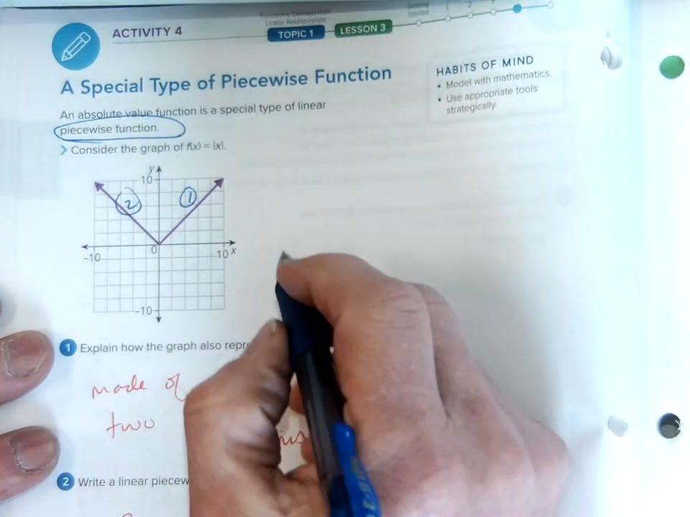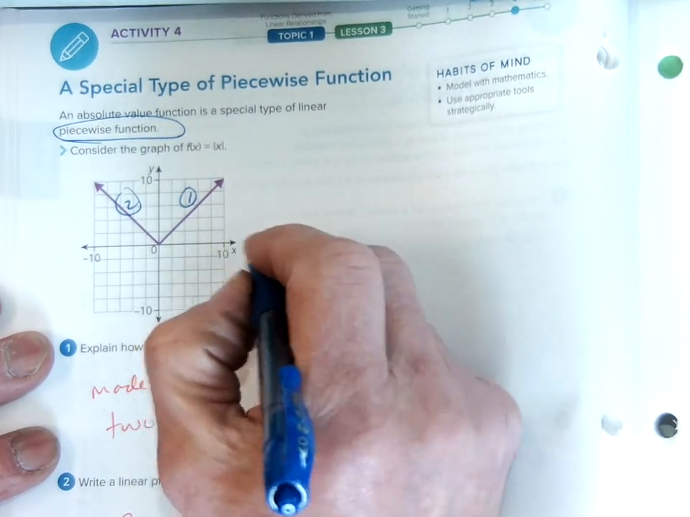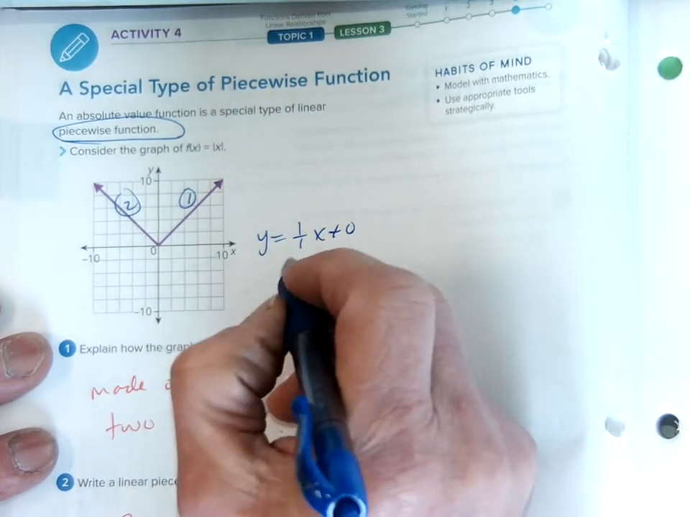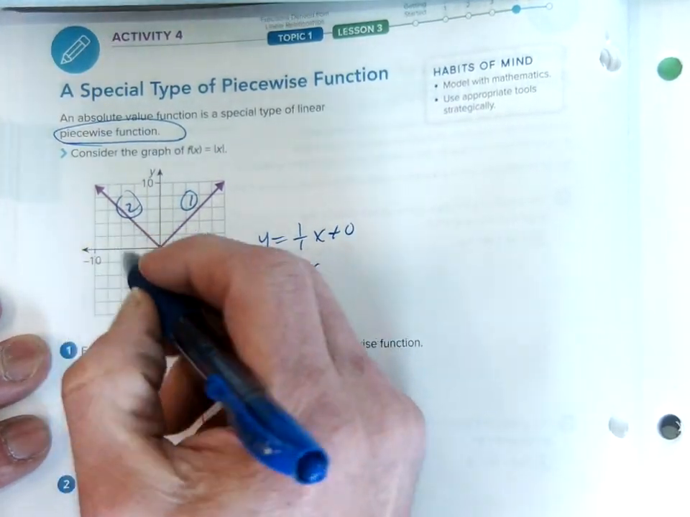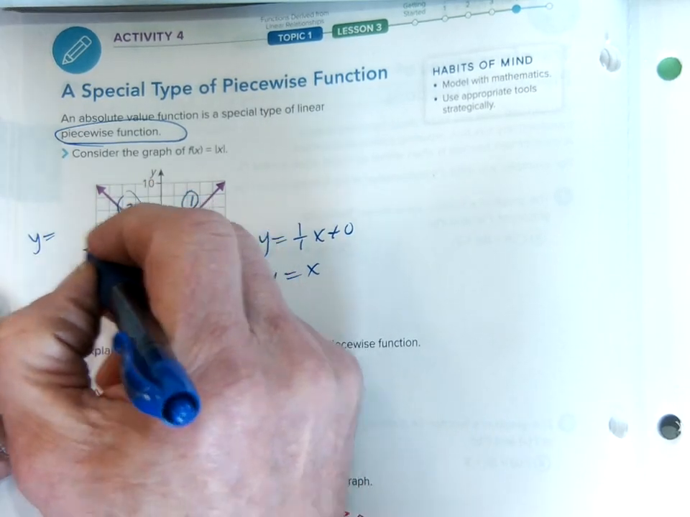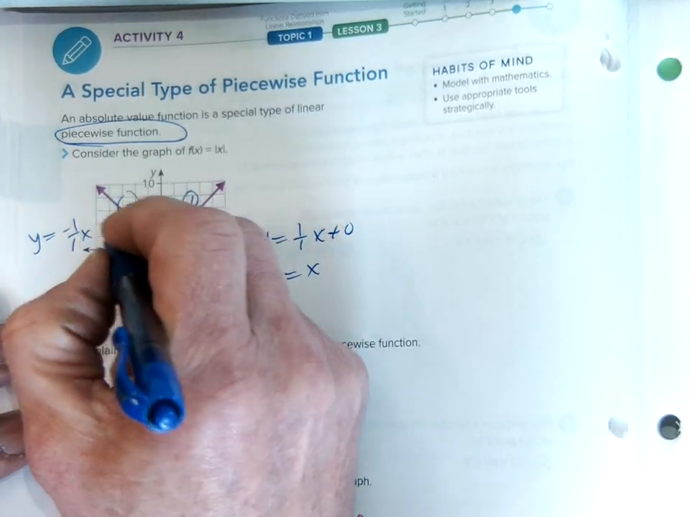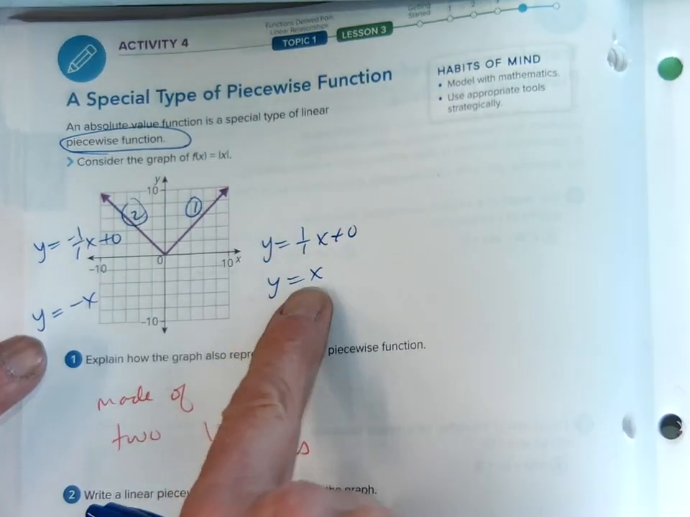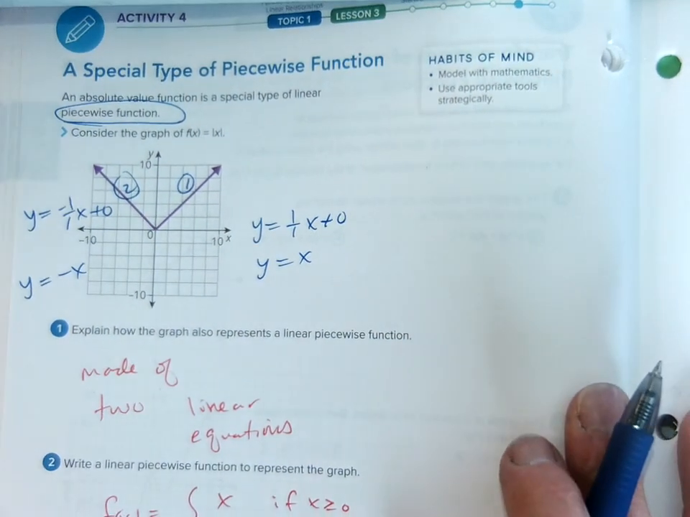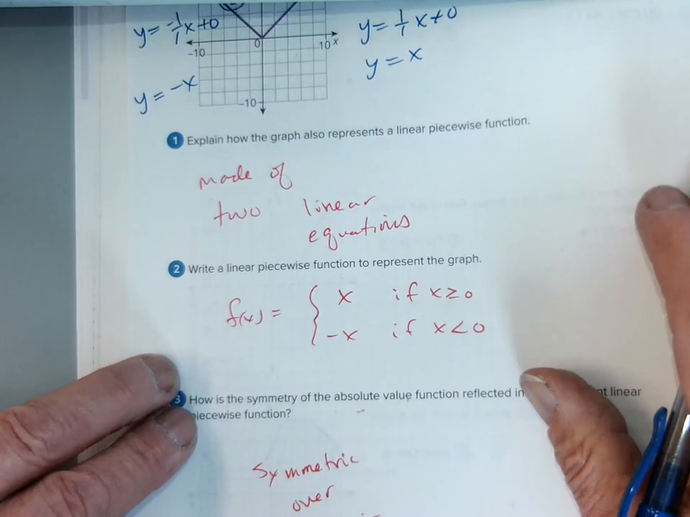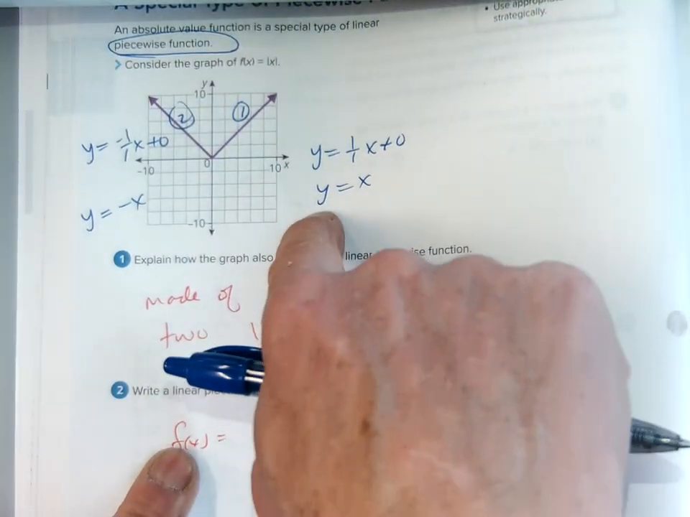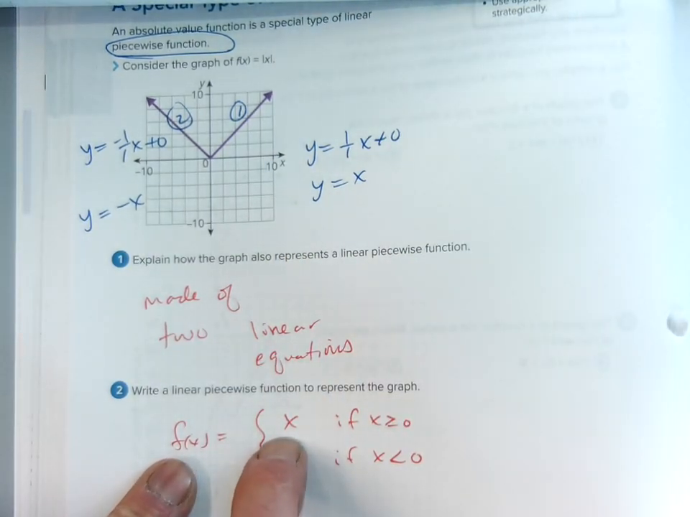The two lines are y equals up 1 over 1x plus 0, or basically y equals x. And the other line is y equals down 1 over 1x plus 0, or just y equals negative x. Okay, same thing, but without all the extra numbers. So we can write that as a piecewise graph. Remember, y and f(x) are the same thing. So instead of writing y, we'll write f of x equals x, right?